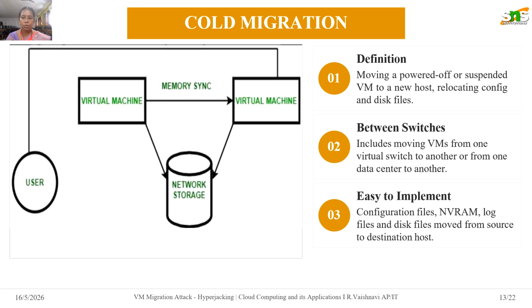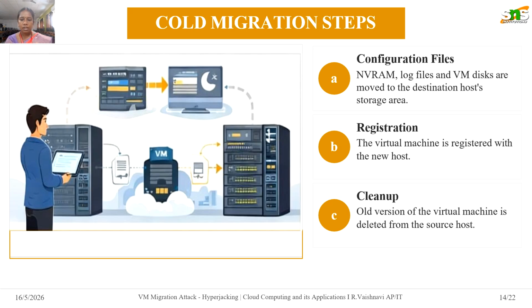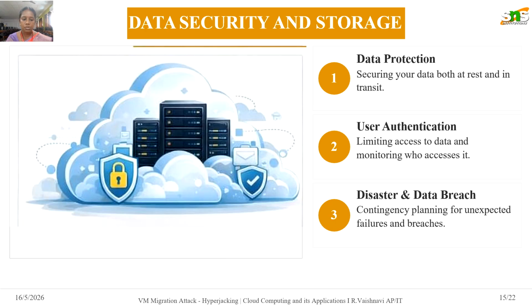Cold migration is moving a powered off or a suspended virtual machine to the new host, relocating configuration and the disk files. It includes moving the virtual machine from one virtual switch to another or from one data center to another, with configuration files, log files and disk files moved from the source to the destination host. Here we have the migration steps: the virtual machine is registered with the new host and then the old version of the virtual machine is deleted from the source host.